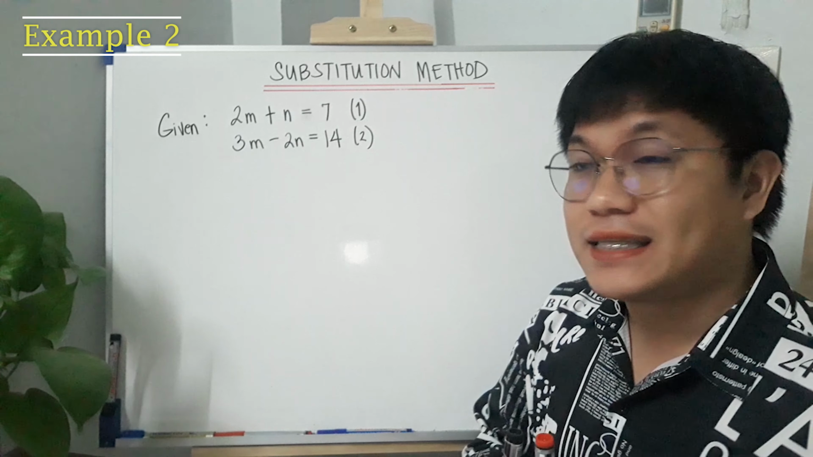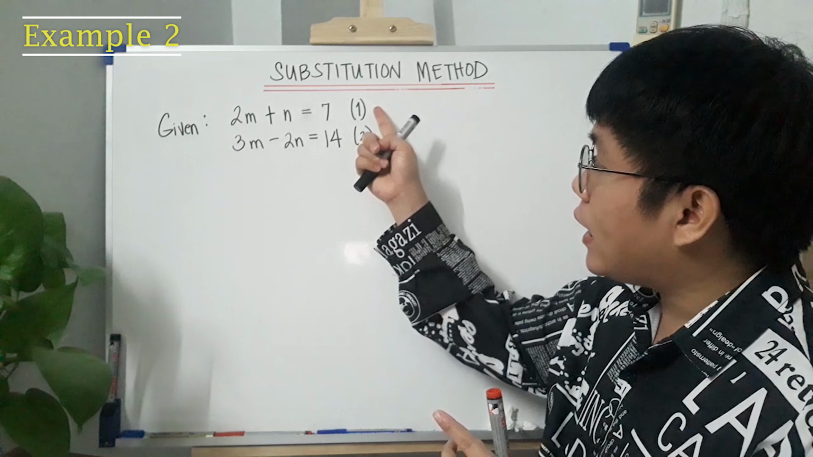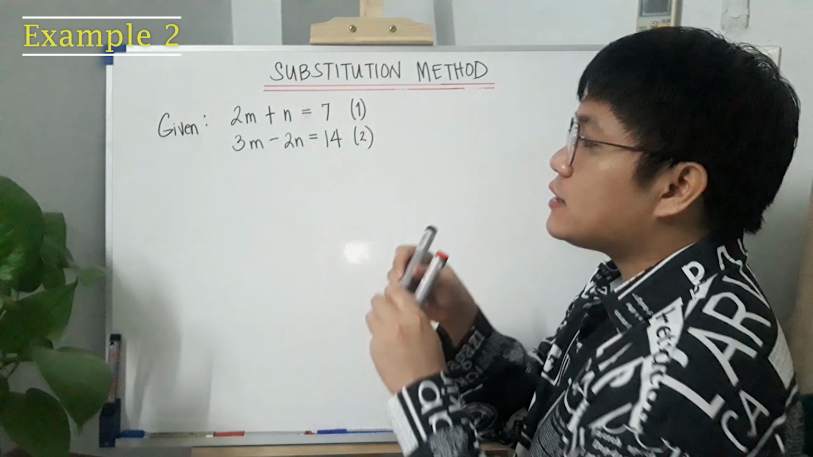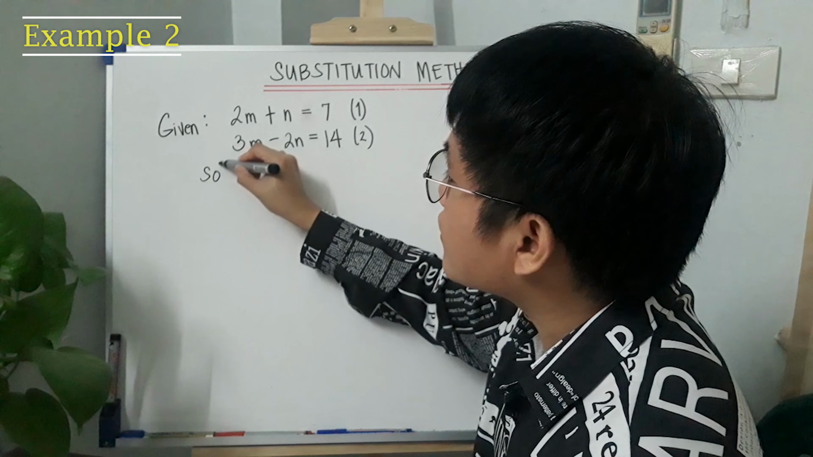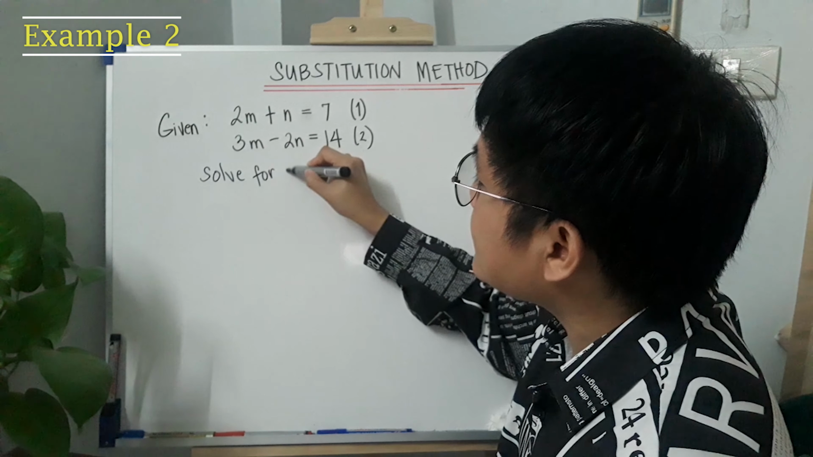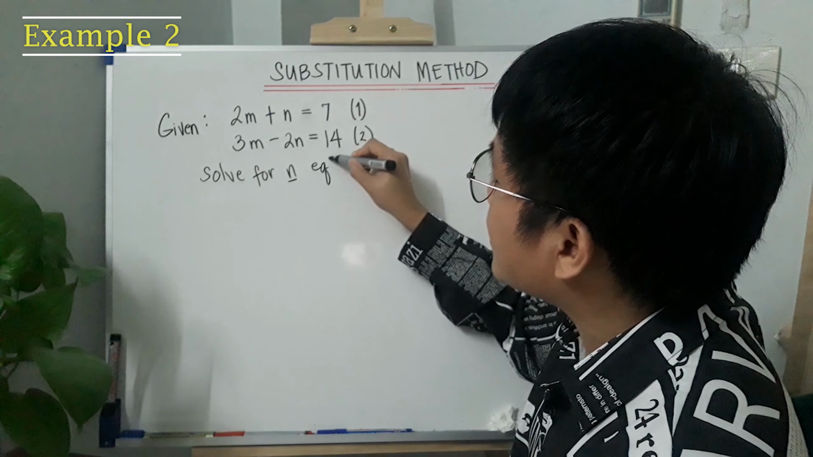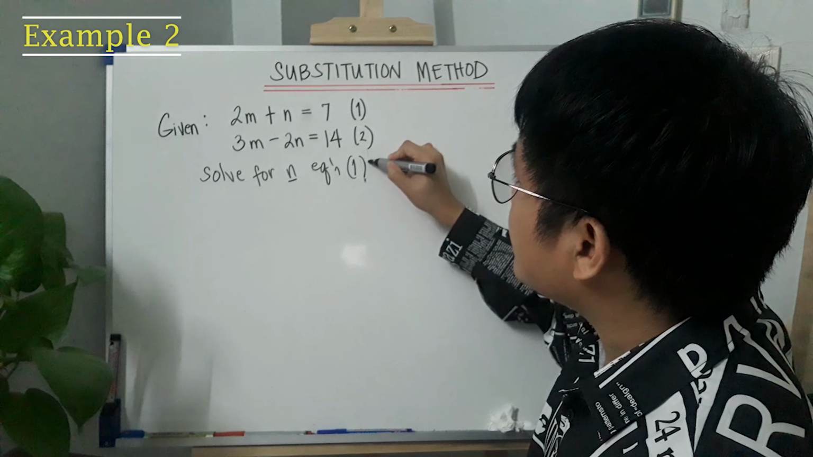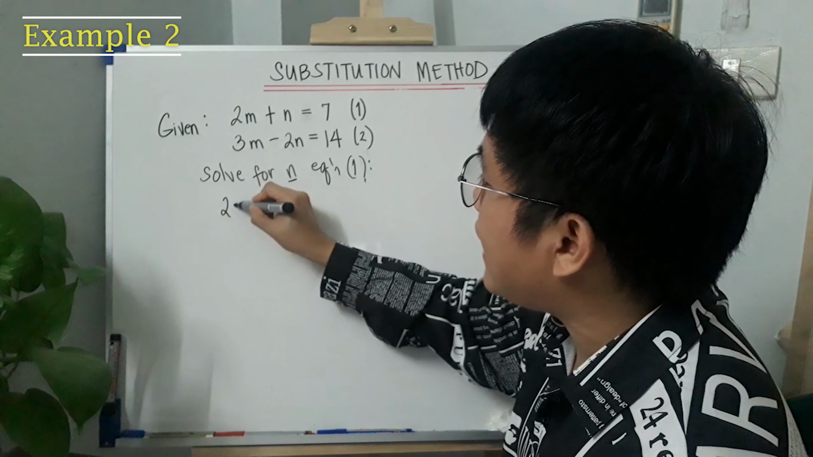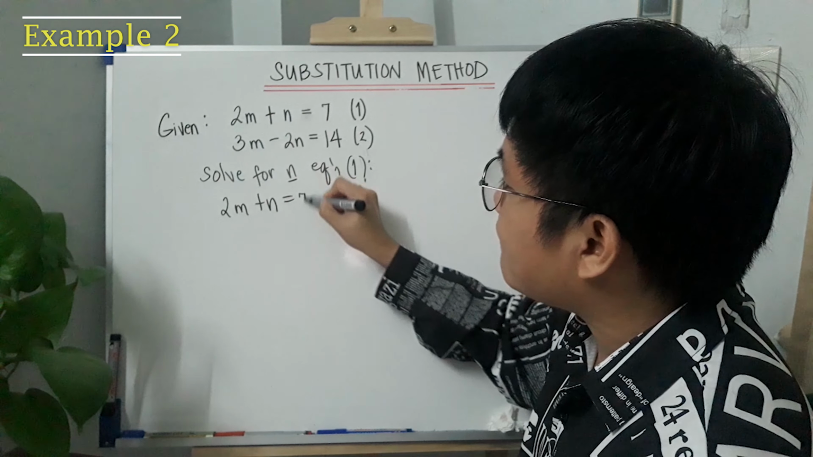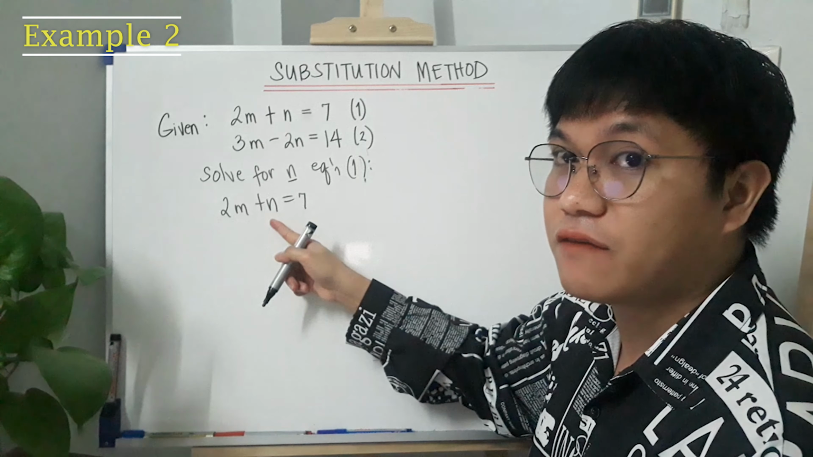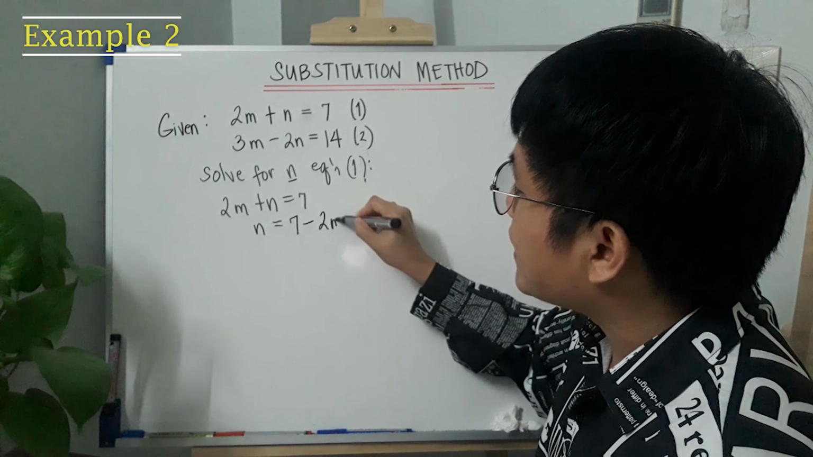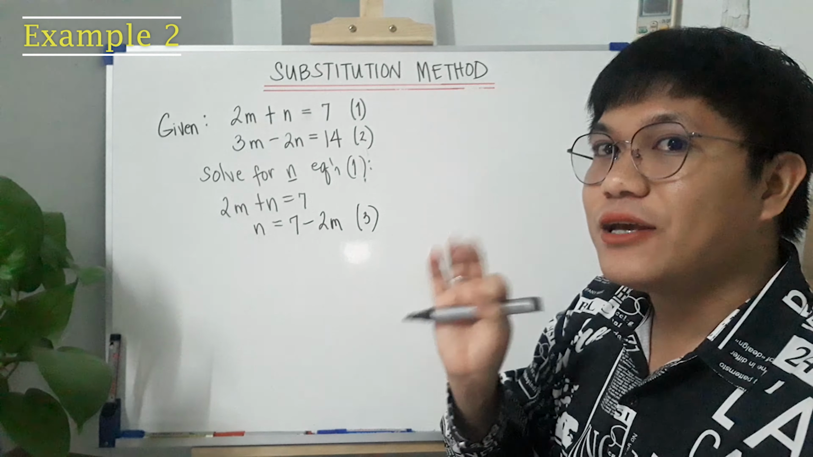So let us choose first the equation. I will choose equation number 1, and I will choose variable n as the subject of our solution. So we have here: solve for n, equation number 1. Since we choose equation number 1, we are going to write 2m plus n equals 7, and then solve for n, because that is the subject of our solution. That is n equals 7 minus 2m. So this will be our equation number 3.